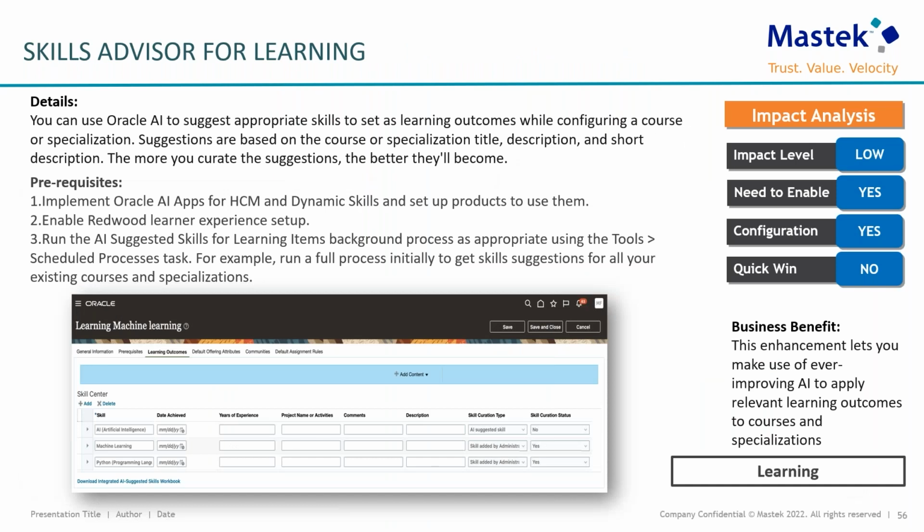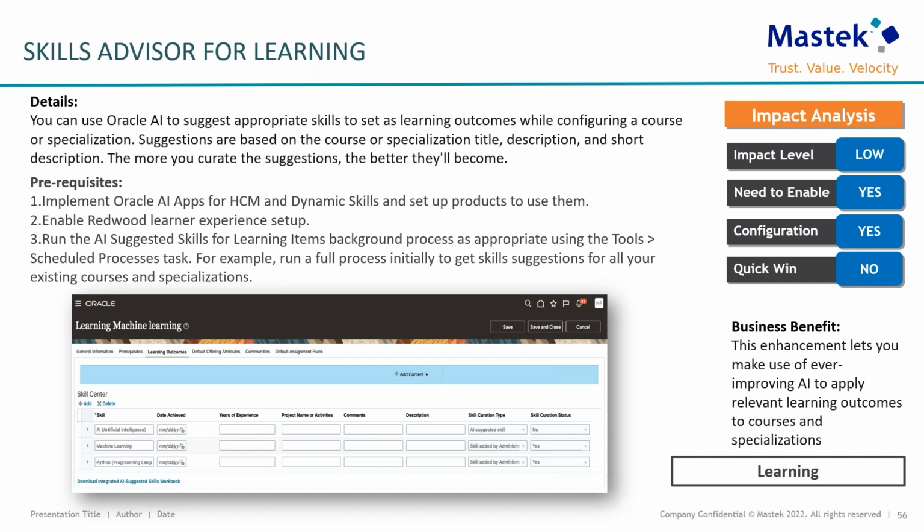The last one is Skills Advisor for Learning. Now, if you are using Oracle AI or you're planning to use Oracle AI apps for HCM and dynamic skills, and you have already enabled Redwood Learner Experience setup, then you will be able to use this feature of Skills Advisor, wherein it will automatically suggest appropriate skills for the learning outcome while configuring a course or a specialization. Here, the suggestions that you will get will be based on the course or the specialization title or description or the short description.